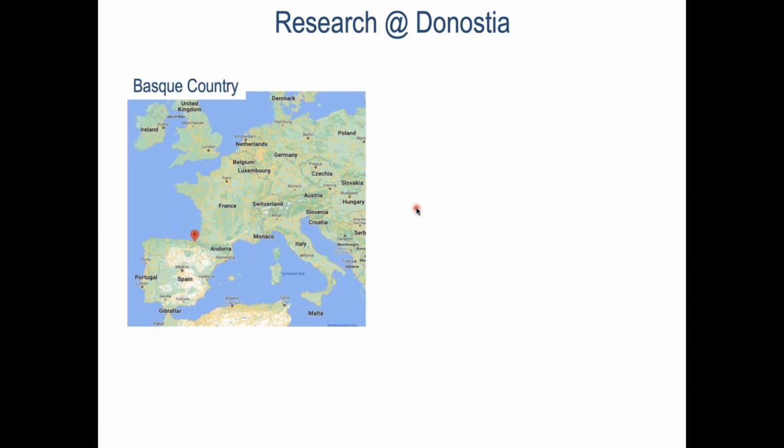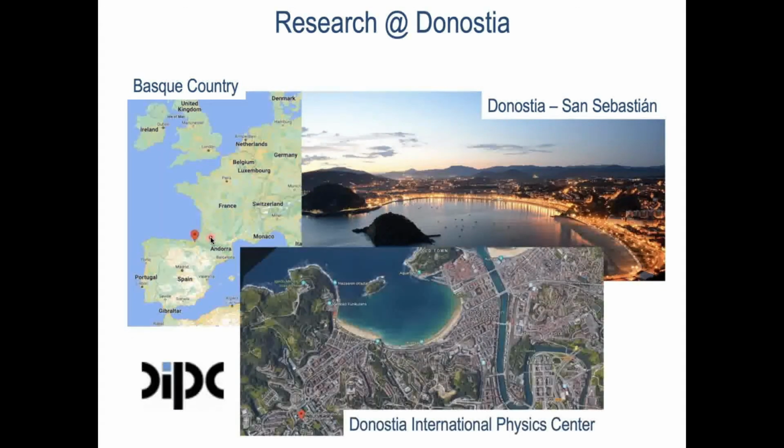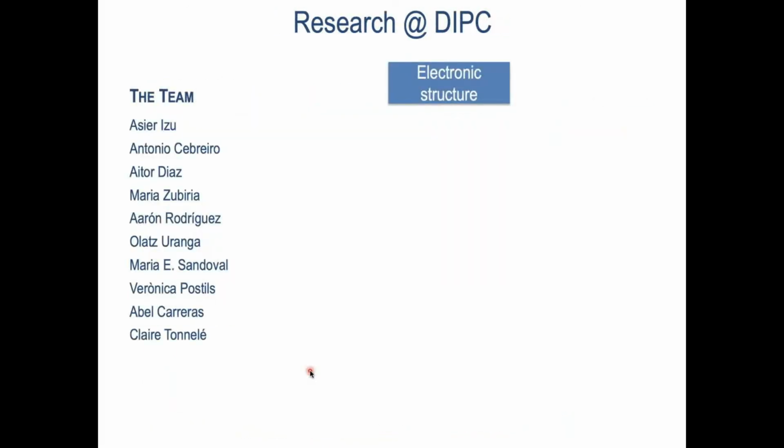We work in the Basque Country. This is between France and Spain, and we are in a marvelous city. Donostia is its name in Basque, or San Sebastián in Spanish. Our research institute is the Donostia International Physics Center, which is within the limits of the university campus and not far from the sea, as you can see. So we are very fortunate.